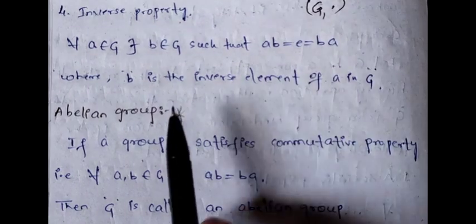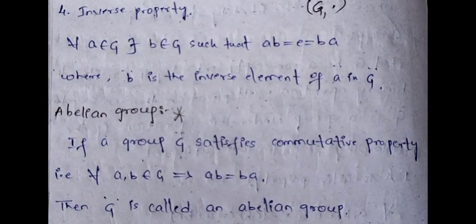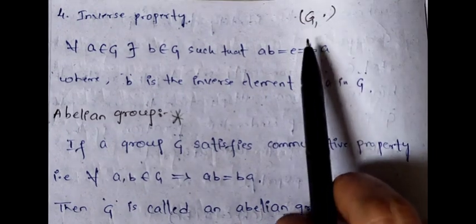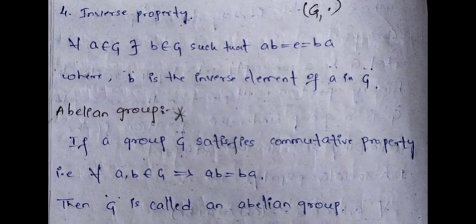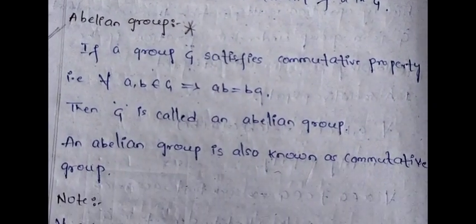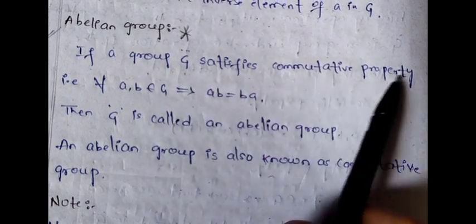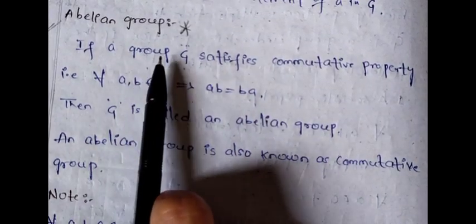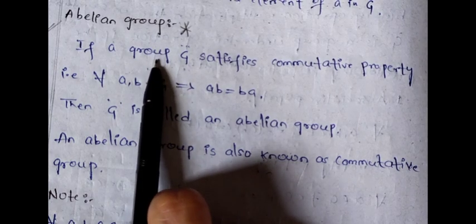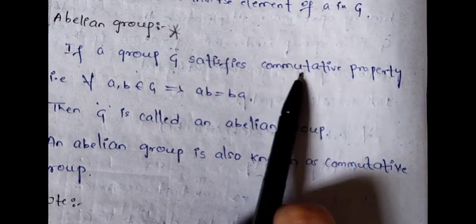If it satisfies all those four properties, that is closure, associative, identity and inverse properties, then we can say this G is a group under the operation multiplication. Now let us see the definition of an abelian group. An abelian group means a group G that satisfies the commutative property. A group means it should satisfy the four properties, and including those four properties it also needs to satisfy the commutative property.